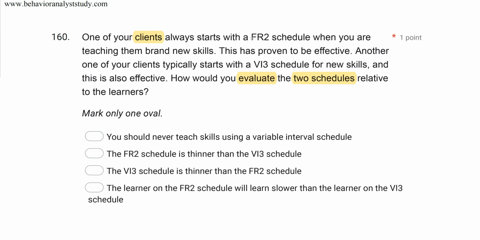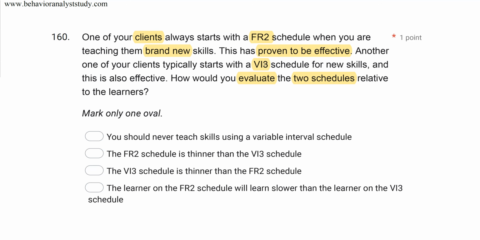First client is an FR2, a fixed ratio 2 schedule. Now, what does that mean? That means every 2 responses, they're getting reinforced no matter what. It's fixed, it's unchanging. And you're using that to teach them brand new skills. It's effective. Okay. You have another client starting with the VI3 schedule, variable interval 3. What does that mean? It means on average, you're delivering reinforcement after 3 minutes for the first response.